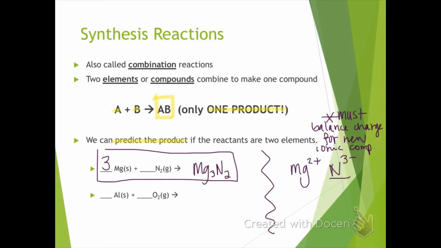Go ahead and pause the video. I'm going to give you a minute to try out the second example here. Resume when you're ready to check that. Be sure to predict the product and then balance the equation.